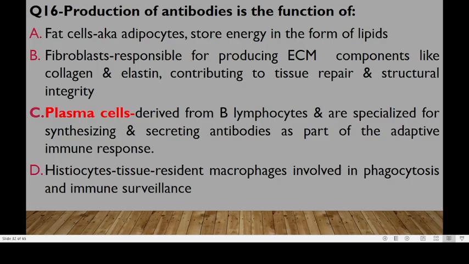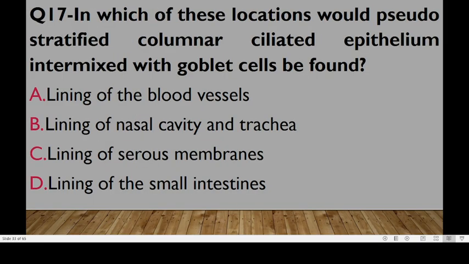Fibroblasts are responsible for producing and maintaining the extracellular matrix components like collagen and elastin, and this contributes to tissue repair and structural integrity. Histiocytes, these are tissue-resident macrophages that are involved in phagocytosis and immune surveillance.